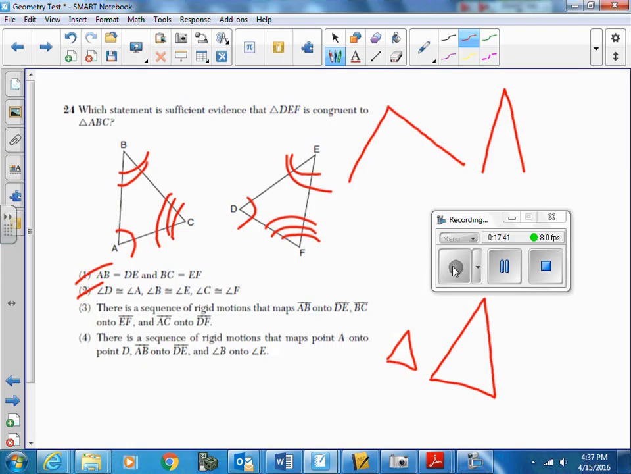Now what about number 3? There's a sequence of rigid motions that map AB onto DE. So let's erase this now. So that maps AB onto DE, that maps BC onto EF, and maps AC onto DF. All right. If that is the case, then these two triangles must be congruent. So if you could do it, this would be sufficient evidence that those two triangles are congruent. All right?